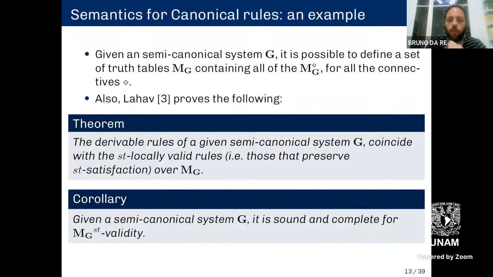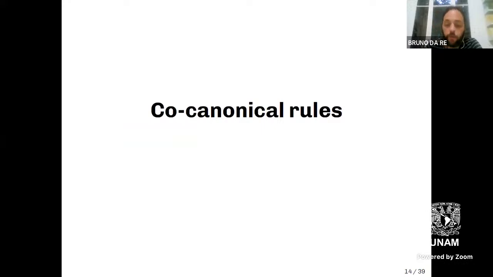And so what he proves is that the derivability relation determined by this kind of sequent calculi coincides with what is called the ST locally valid rules over these non-deterministic truth tables. In other words, the evaluations that preserve ST satisfaction. So the derivability relation coincides with this preservation of ST satisfaction. Well, our contribution with Damian is trying to dualize this idea of canonical rules from Avron to co-canonical rules.